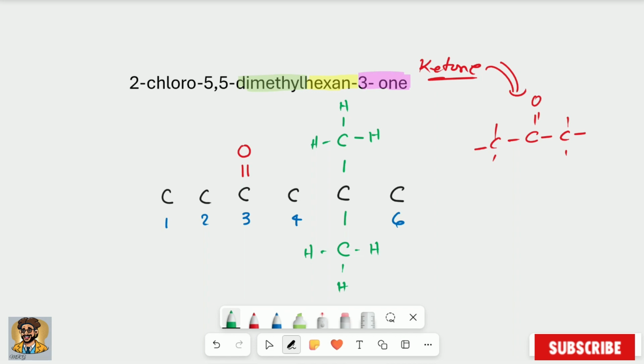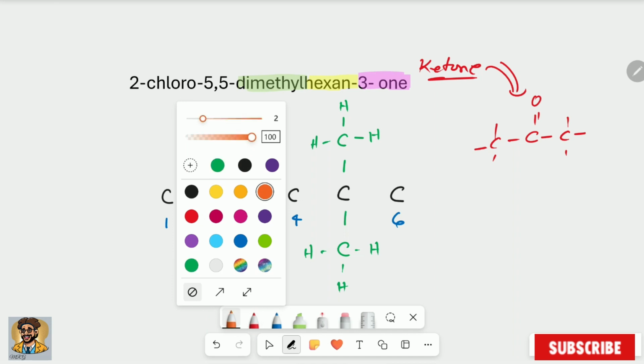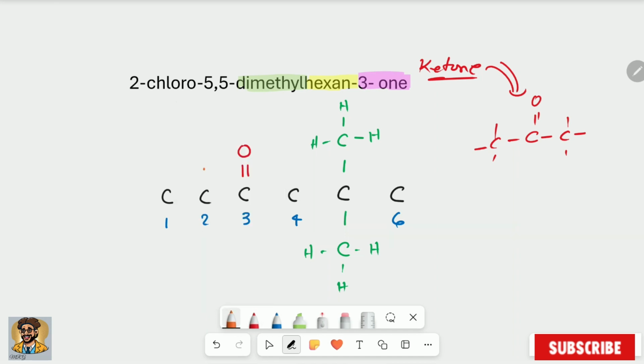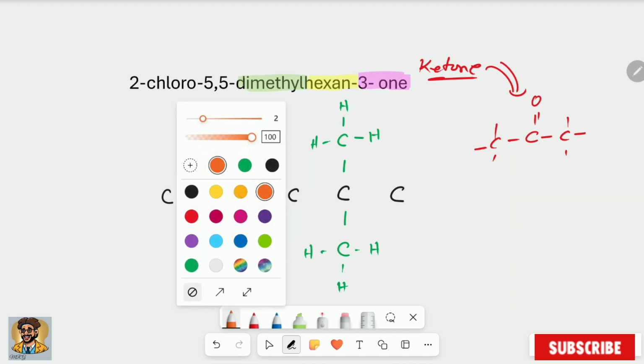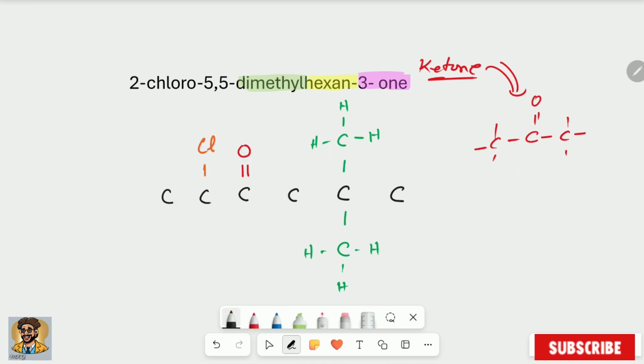What else? We have now the chloro. In what carbon is the chloro there? In carbon number 2. So here I'm going to place a chloro. And then it's done, guys. The rest is just adding the bonds as well as the hydrogen. Make sure every carbon has 4 bonds.